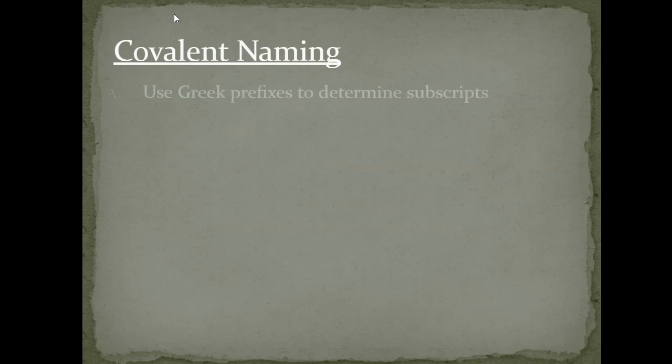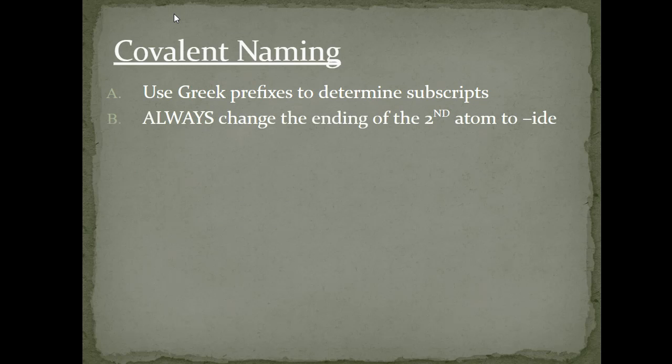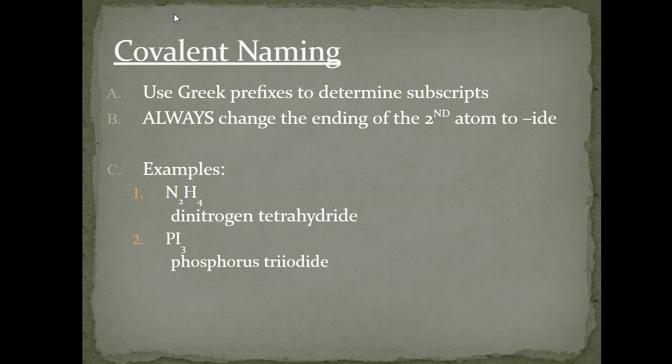Covalent naming: use the Greek prefixes to determine the subscripts. Always change the ending of the second atom to IDE. For example, N2H4, dinitrogen tetrahydride; PI3, phosphorus triiodide; CO, carbon monoxide. Notice we didn't put monocarbon monoxide.